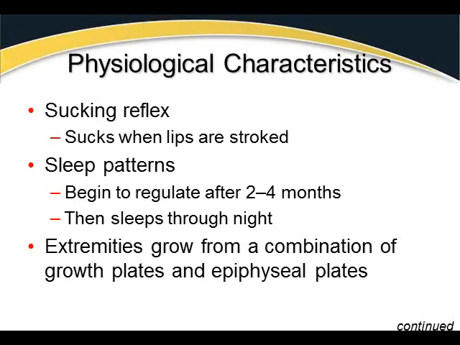The extremities grow from a combination of growth plates and epiphyseal plates. These are on the ends of the bones, mostly in the long bones. They're not fully fused, so they allow the bone to grow in length much easier. Once those fuse, usually in late adolescence, the lengthening growth tends to stop.